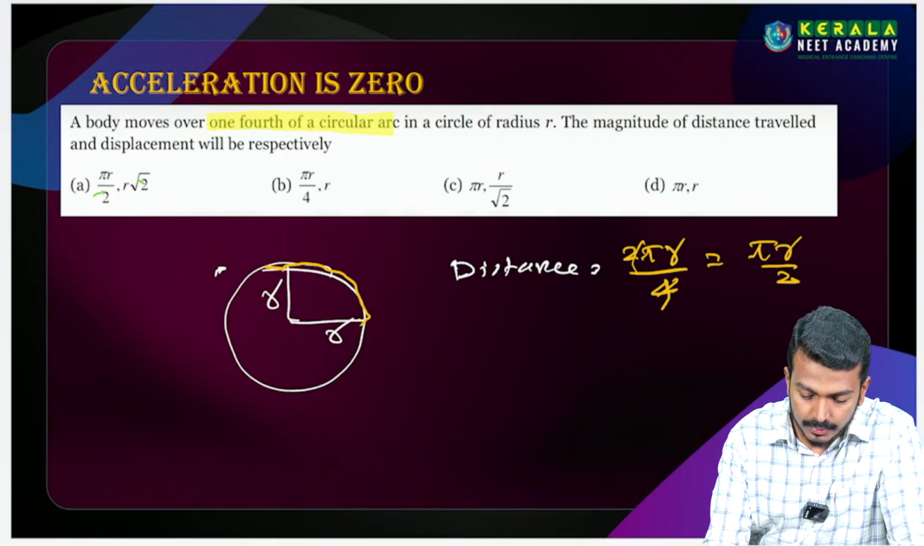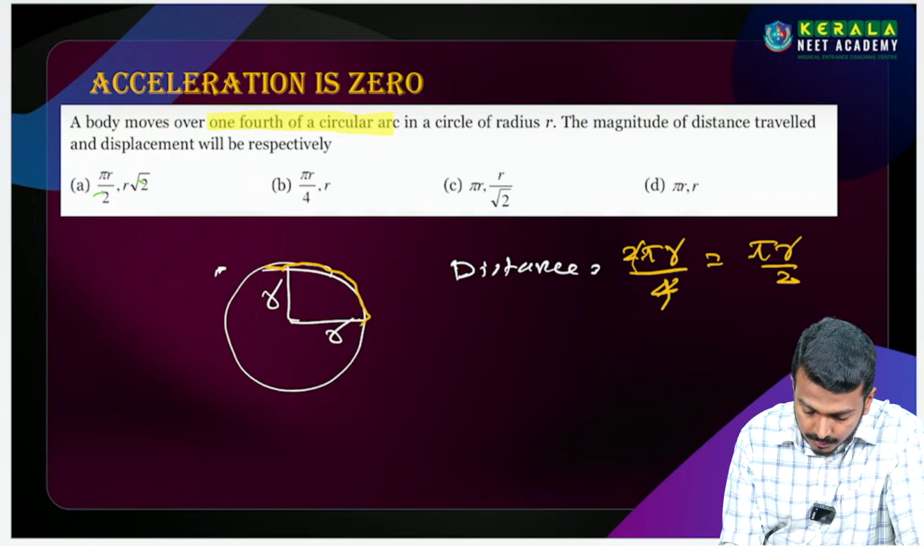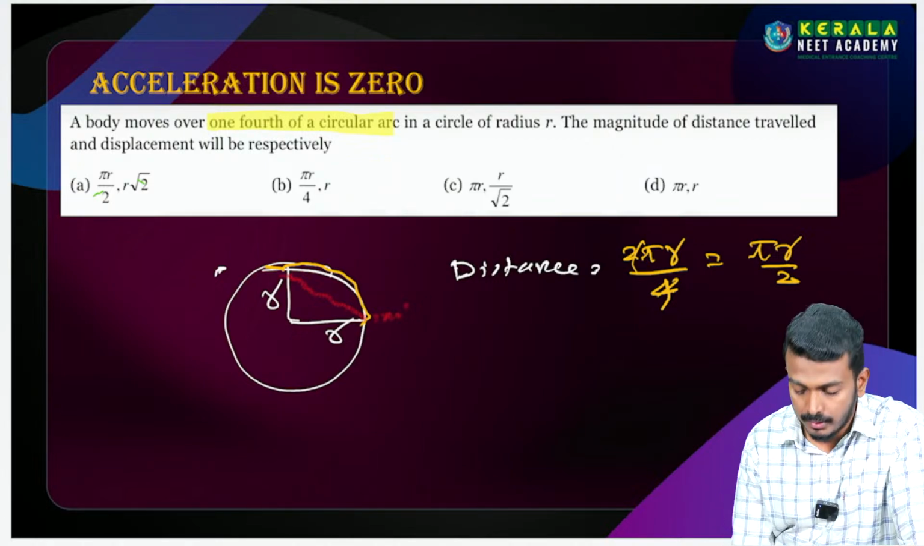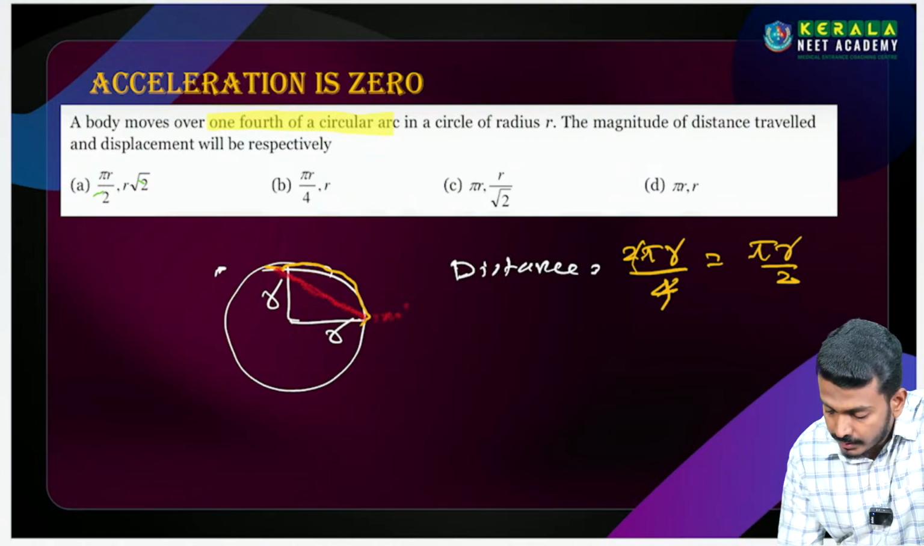Then next you have to find the displacement. Displacement means this is the initial position of the body. Then you have to take the shortest path. Taking this shortest path is very simple. Listen.